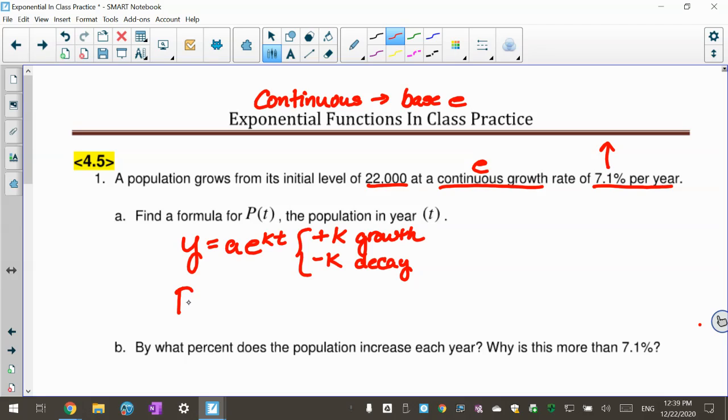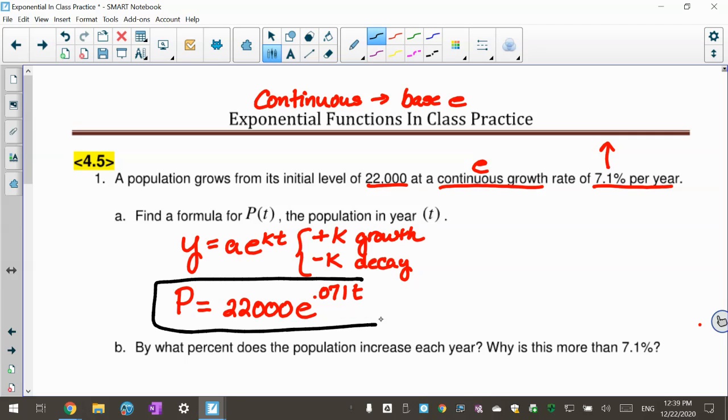When I go to do this, I said use P for population. The initial town population was 22,000. e, it's growing 7.1%. All you gotta do is make sure you move your decimal place, so it's 0.071 to the t. It's as simple as that. So sometimes, even though I know this is different, continuous growth is a lot easier to come up with the formula.